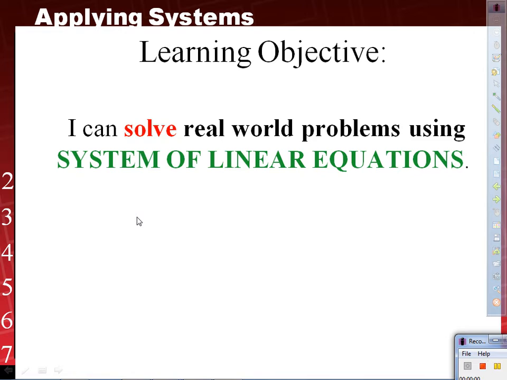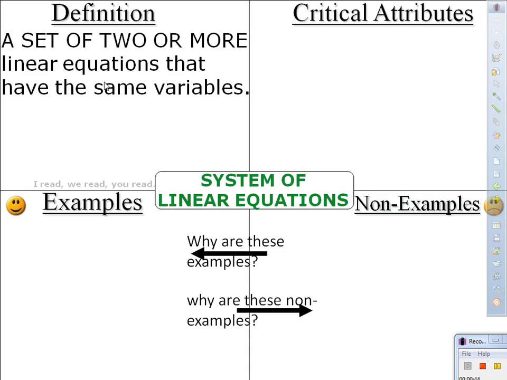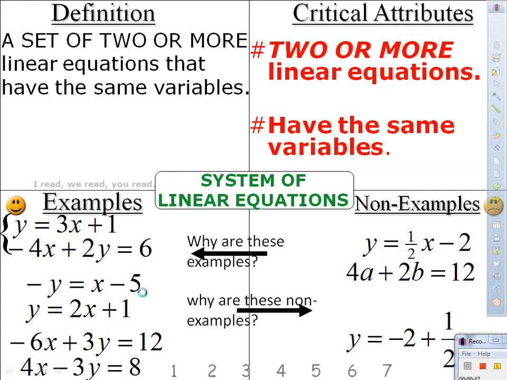Do we need a fair model? No, because we already know what systems of linear equations are, right? So you never the definition, please. Okay, we got it, yes? So we said that it was a set of two or more linear equations with the same variables, yes? Examples, non-examples, and so on and so forth.